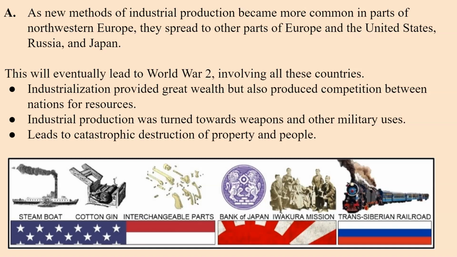Okay, new methods of production will eventually spread around northwestern Europe and all the rest of Europe, eventually to the United States, to Russia and Japan, as we've studied, and this will eventually culminate in World War II. This will be the thing that grows out of this, and a lot of it is a main cause of it, and we don't think about it that much. Industrialization provides great wealth, but because of that, it also produced competition between nations for resources. They want each other's stuff. And it also, the use of industrial production to mass produce weapons and other military uses, the industrialization of warfare, leads to the catastrophic destruction of property and people. Okay.